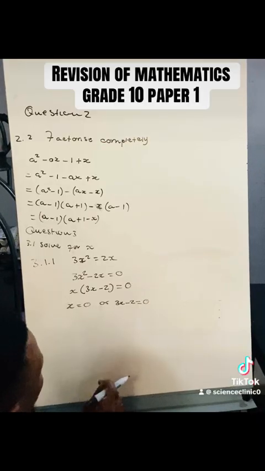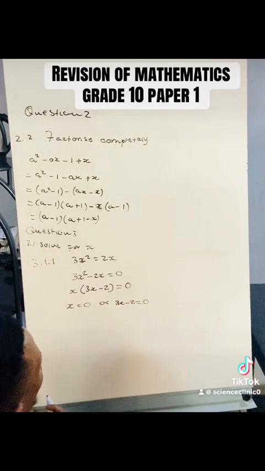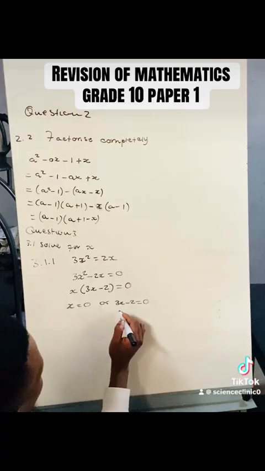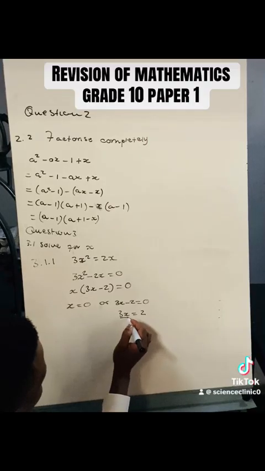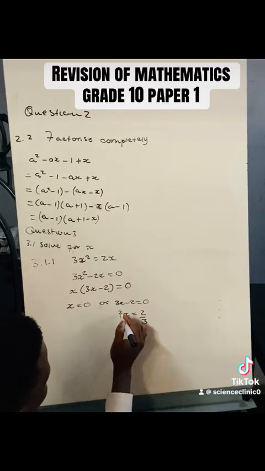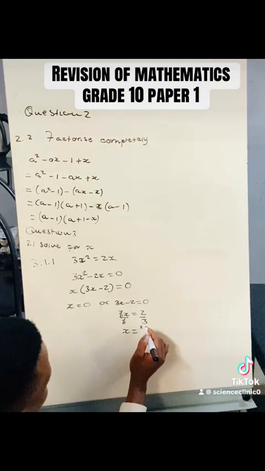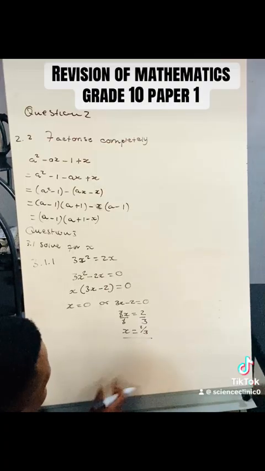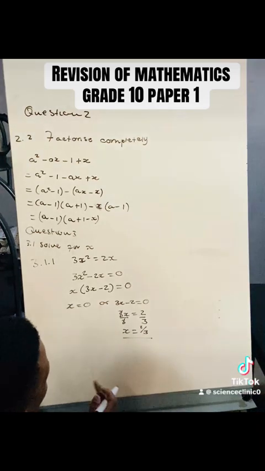After doing this method, remember that you must make x the subject of the formula. So what you're going to do, you just say 3x will be equal to 2. After doing this, you divide by 3 on both sides so that you can be left with x as the subject of the formula. So your answer is going to be what? 2 divided by 3. Okay? And this is how we do it, guys. I hope you can see.